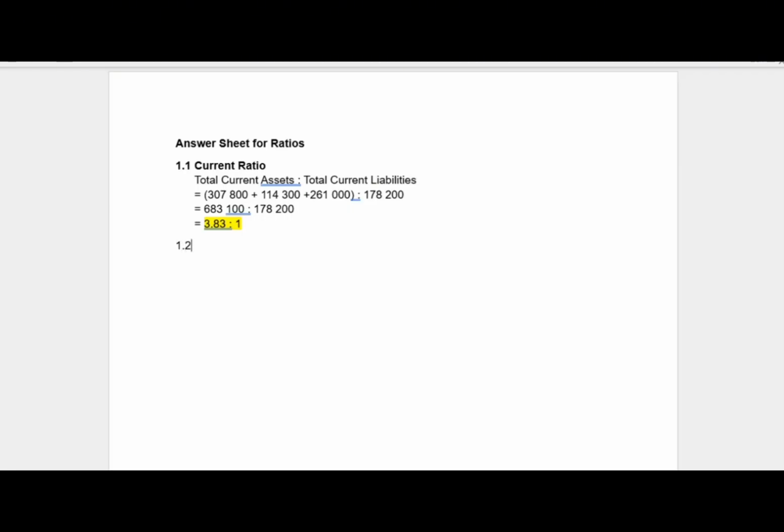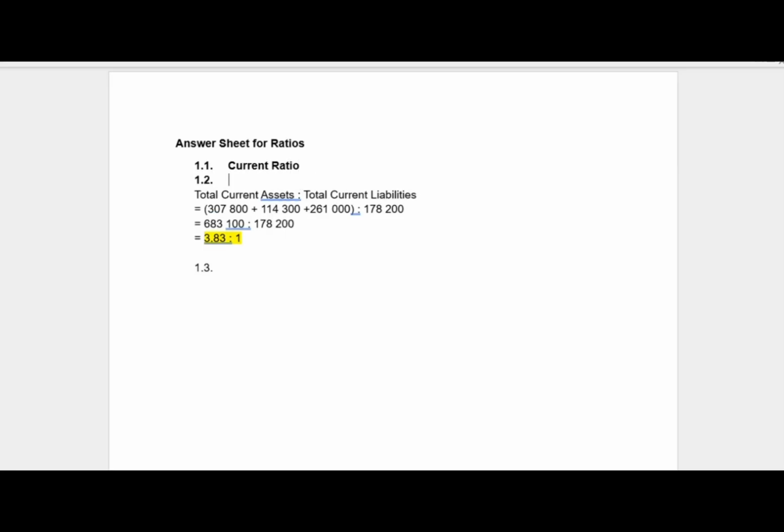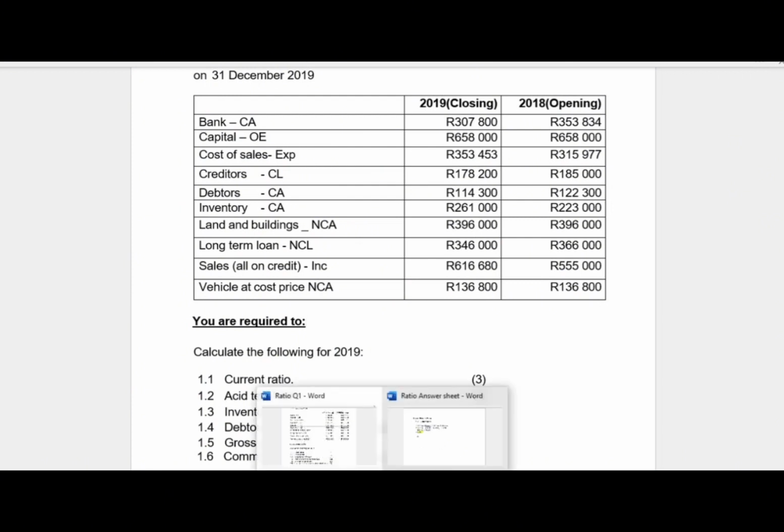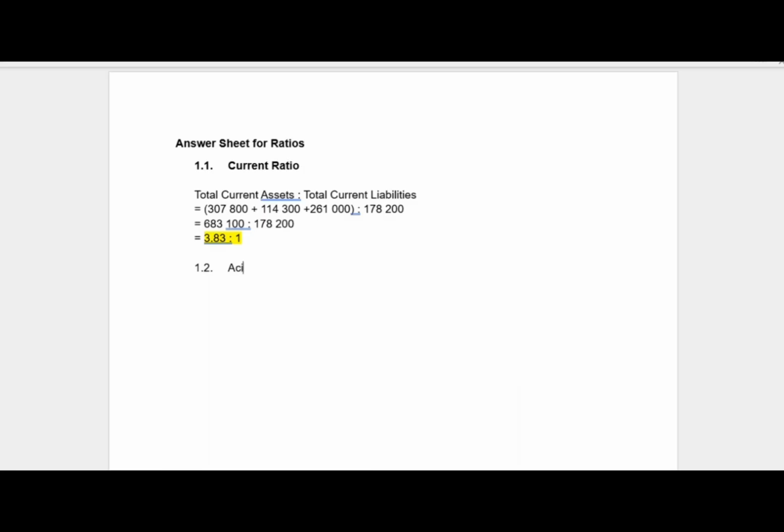The next ratio is 1.2. Let's see on our information right there. For 1.2, we are required to calculate the acid test ratio, also known as the quick test ratio. Acid test ratio or quick test ratio.